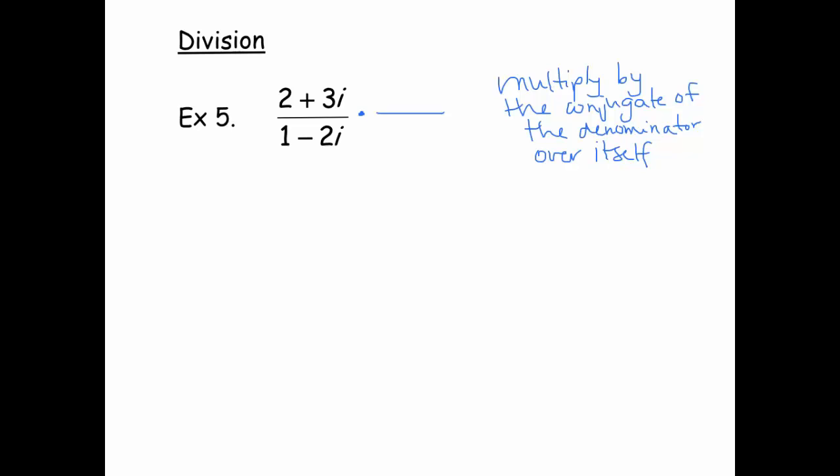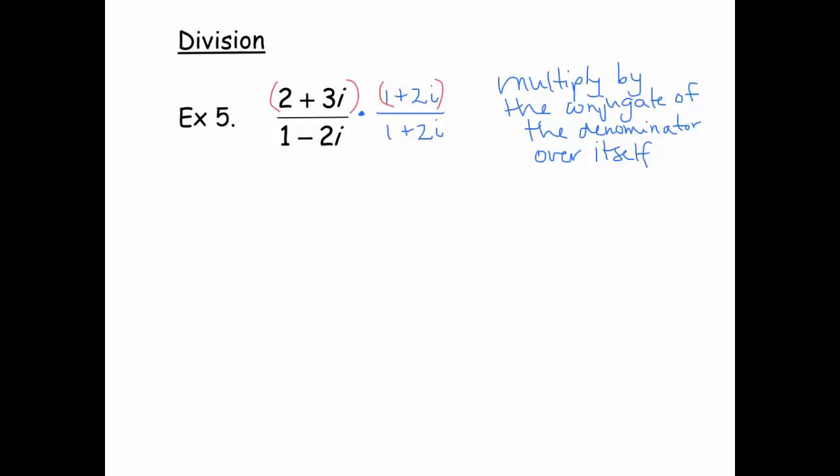So the conjugate of the denominator is going to be 1 plus 2i, and over itself, we'll write that again, 1 plus 2i. A conjugate has the same real part, but the opposite sign on the imaginary part. All right, so now let's do some multiplication. We have to do multiplication of the two complex numbers in the top.